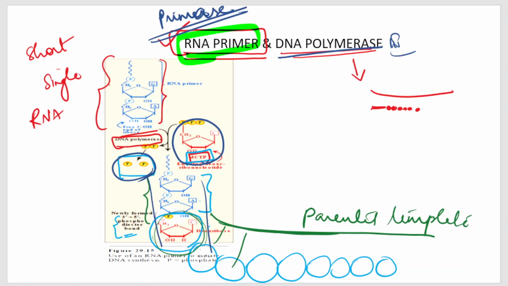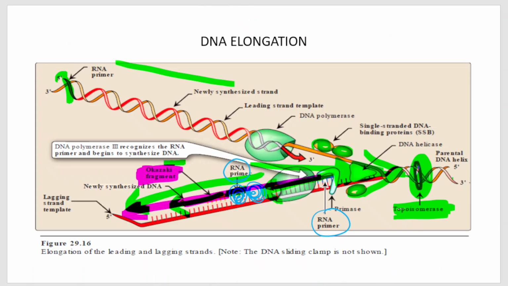And further addition of nucleotides will happen depending upon the parental strand nucleotides. Now after that, DNA elongation happens. Along the lagging strand, it happens in a discontinuous manner. So what are those fragments? They are Okazaki fragments, which are formed in a discontinuous manner along the lagging strand. So there are numerous RNA primers needed to synthesize the lagging strand, whereas only one RNA primer is necessary for the DNA synthesis along the leading strand.